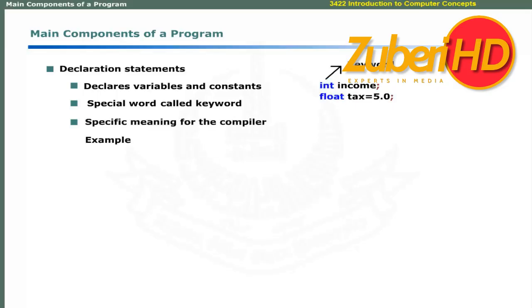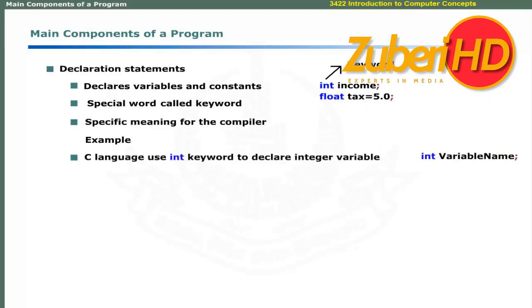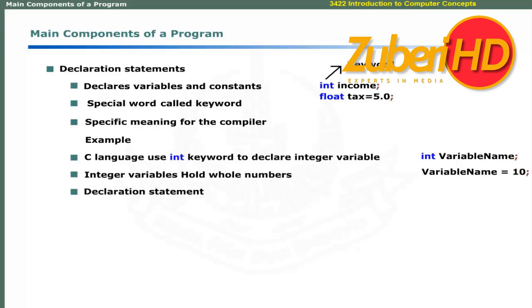For example, C language provides the int keyword to declare integer variables that can hold whole numbers. The declaration statement may look like this: int keyword followed by the name of the variable terminated by a semicolon.